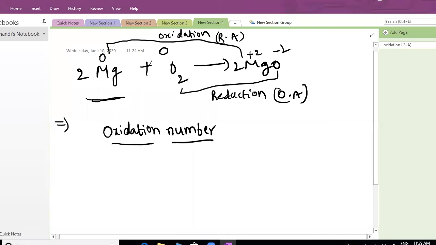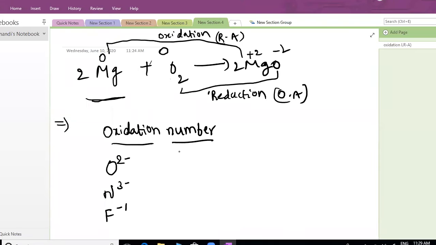You know, some of you I already gave this. Suppose oxygen, I am writing 2 minus here. Why did I write 2 minus? Nitrogen 3 minus, F minus 1. Why didn't I write all the same charge? I'm writing different charges. That reason you already know, but I'm reminding you. That's all.